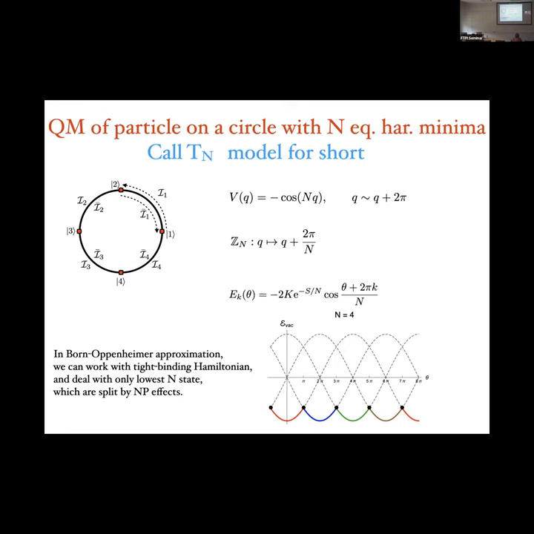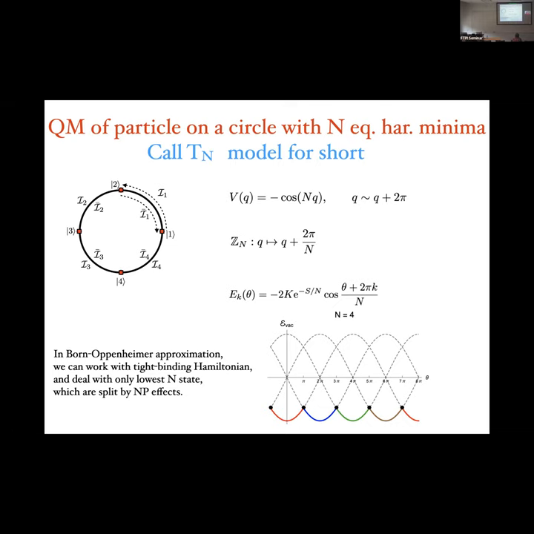So this system has a ZN translation symmetry, obviously. And if we go to the Born-Oppenheimer approximation, for example, consider low energy physics, we can reduce this system to the tight binding approximation and study its spectrum. The energy spectrum is given by these lowest n states. And if we now stare at this formula and sketch this, this is the ground state. It has some interesting structure, but this is roughly what we obtain.